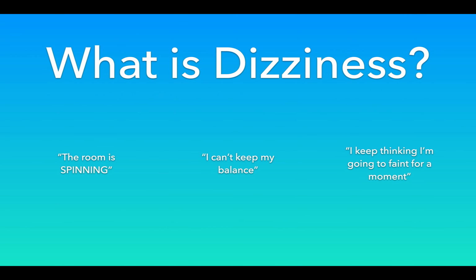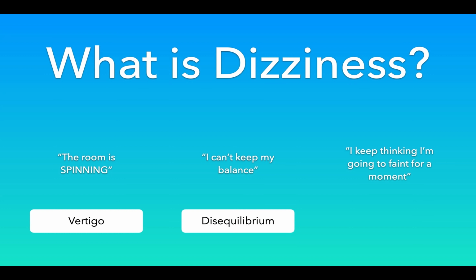Now, the patient's going to present to you with three common things. They're going to say, the room is spinning, right? That's actually vertigo. They're going to say, I can't keep my balance. So the room is stationary, but they can't keep their balance. That's an equilibrium issue. That's disequilibrium, right? They might also say, I keep thinking I'm going to faint for a moment. Now that's neither vertigo or disequilibrium, that's presyncope. If syncope is your faint, then feeling faint is the prodrome, the presyncopal event.